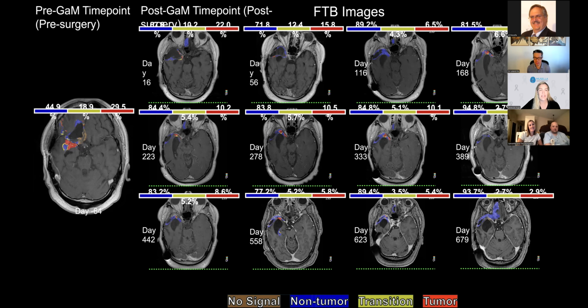Is there any plan to wean off or stop at any point, or is it just continuing indefinitely? Continuing indefinitely. Not until that little 2.8% goes to 0. Okay, awesome. All right. I think that's all of our questions.